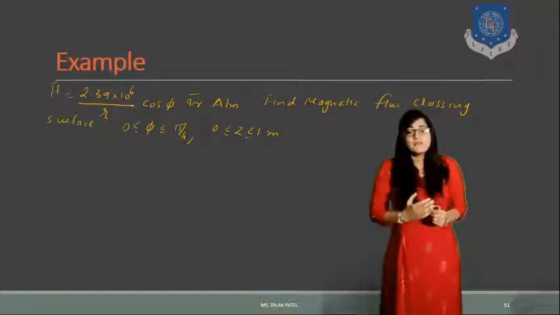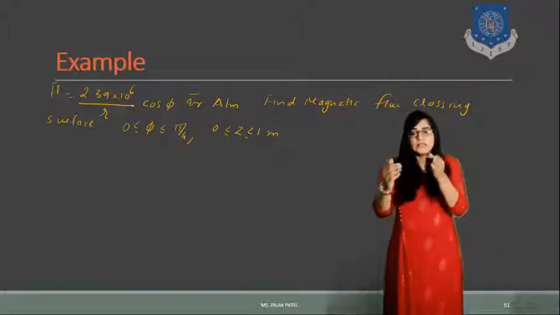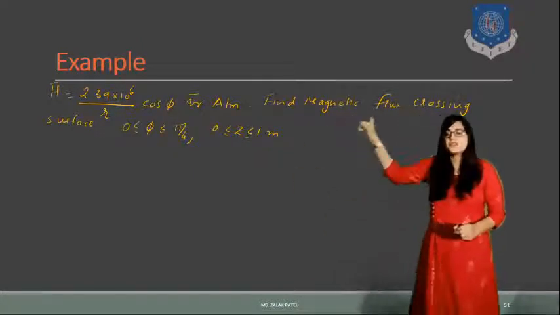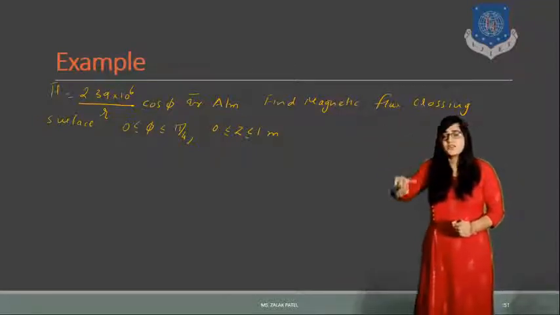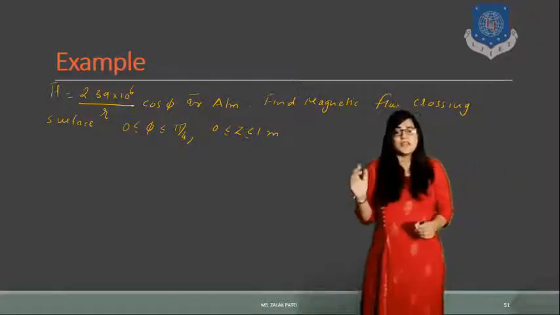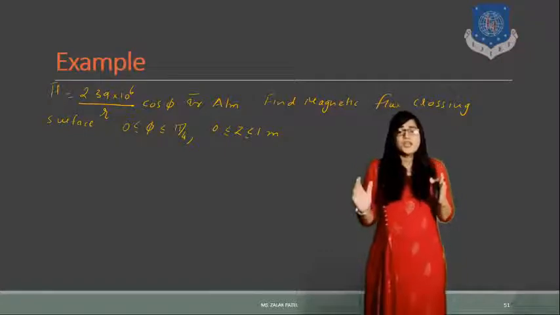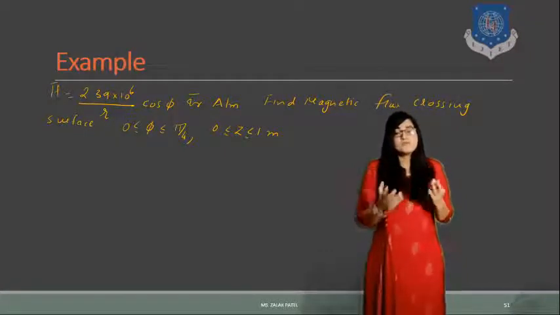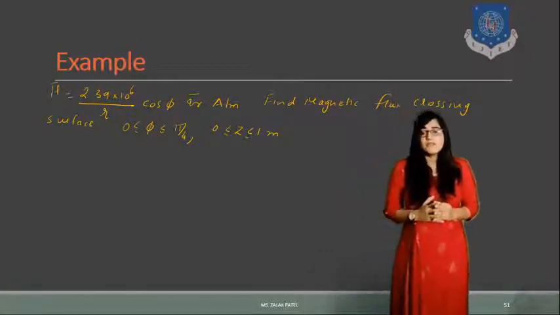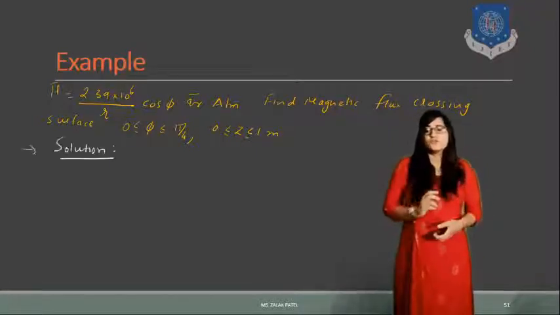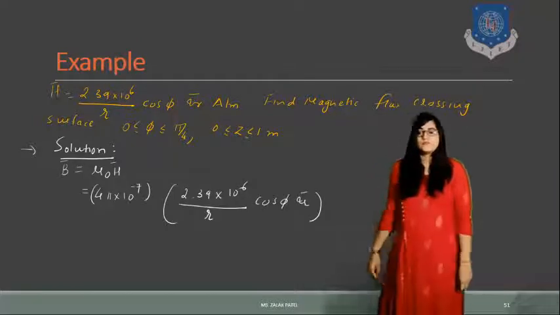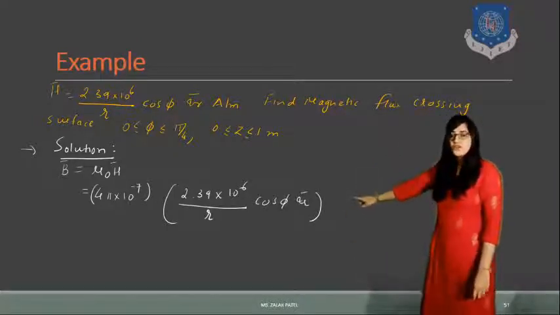So how can you find the B bar? Obviously by multiplying that value of H with mu 0. Here in the problem statement it is not mentioned that the medium has any particular permeability. So here you have to use mu 0 as the free space permeability. So simply you have to use B bar equal to mu 0 into H bar, like this.